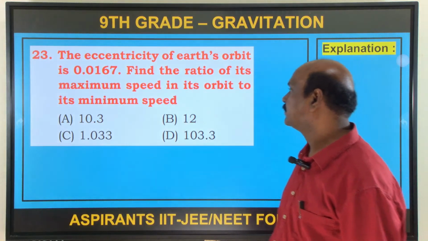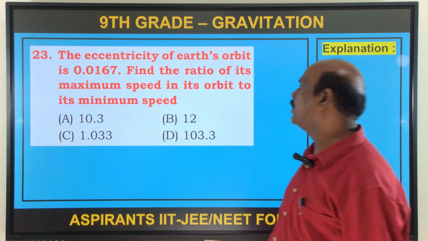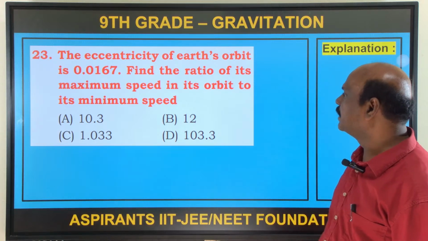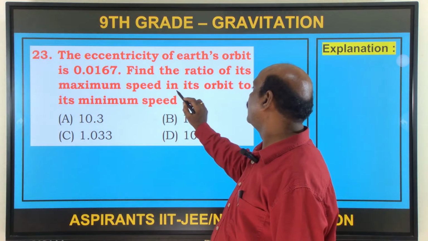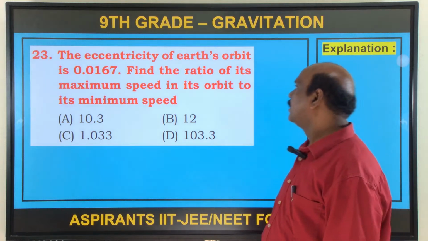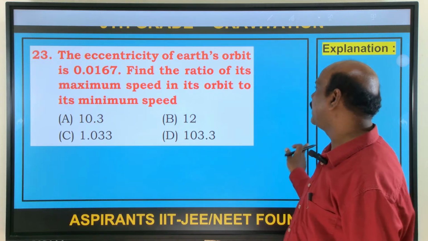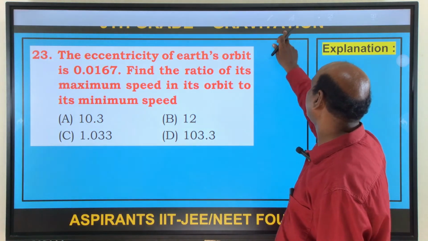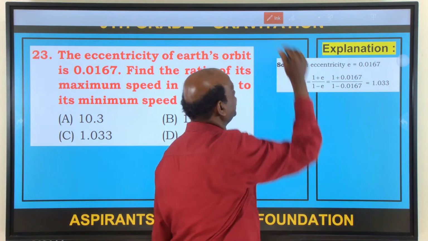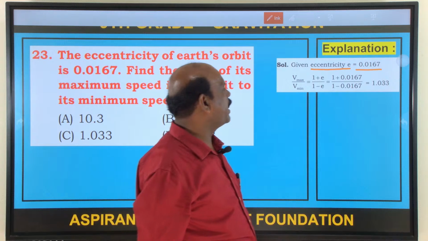Next, the eccentricity of Earth's orbit is 0.0167. Find the ratio of its maximum speed in its orbit to its minimum speed. So he is asking what the ratio is between the maximum and minimum speed. The given value of eccentricity, as he already gave, is E equal to 0.0167.